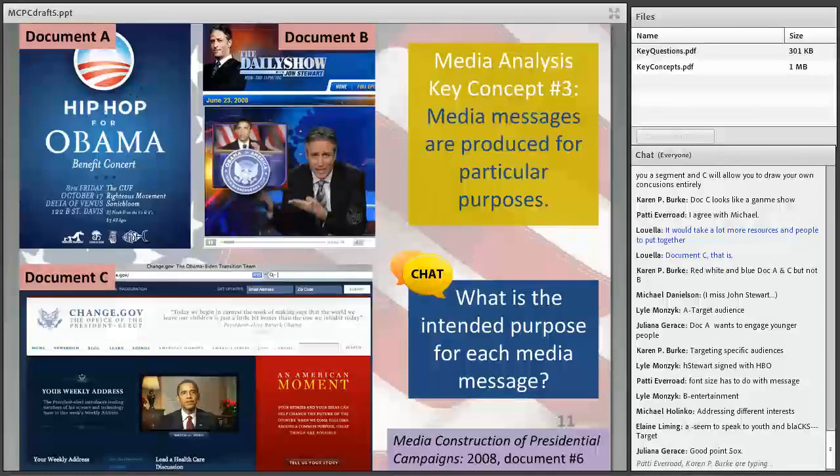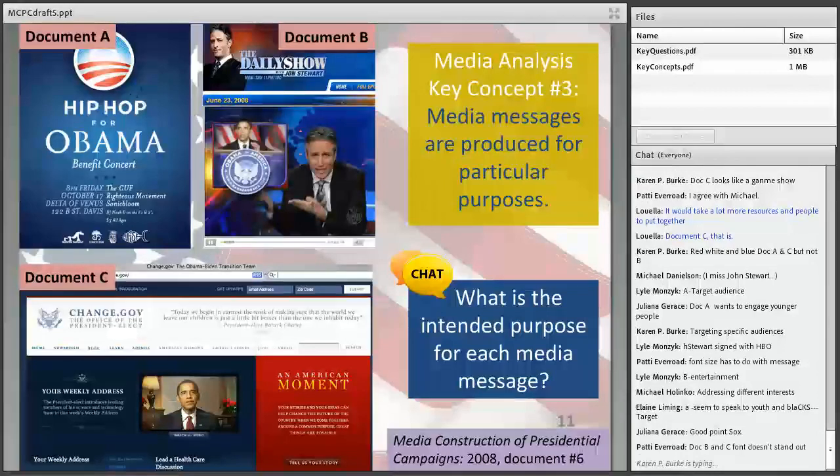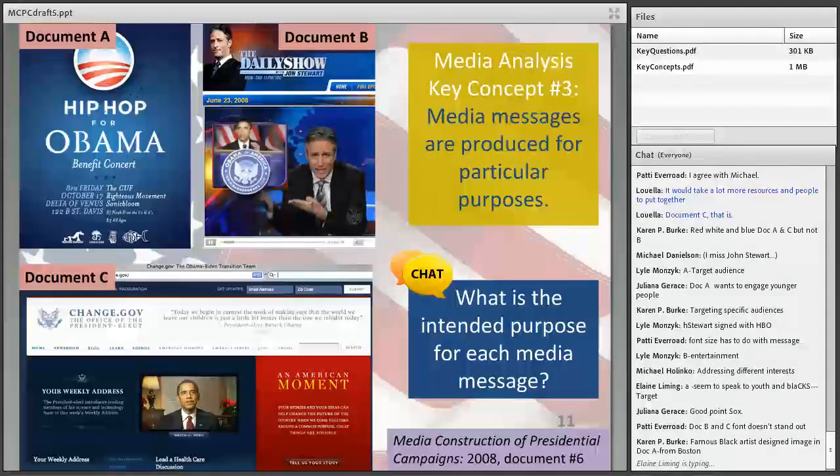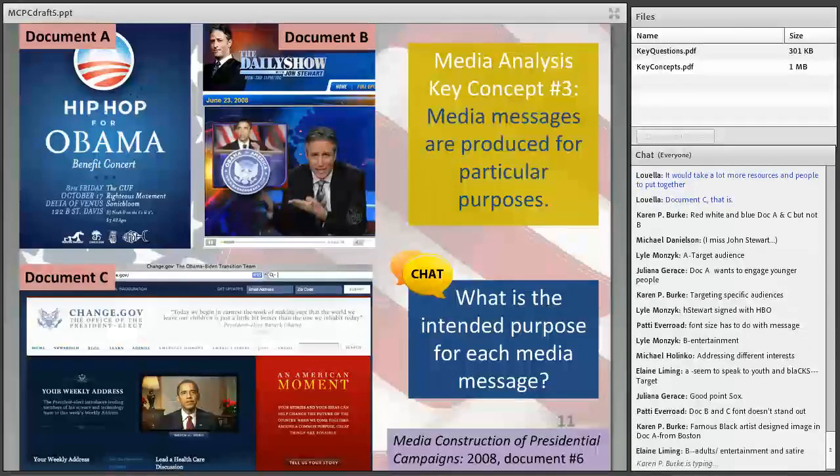The purpose of B is entertainment. Lots of discussion in recent years in the Stewart Colbert era about the distinction between entertainment and information. Is there one? Really important to be talking about that. Doc B and C's font doesn't stand out.